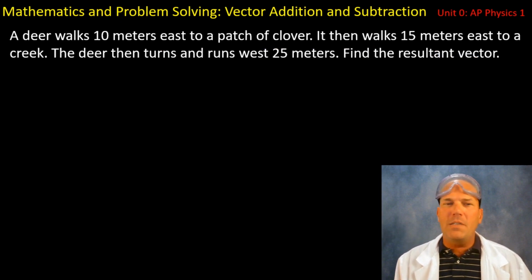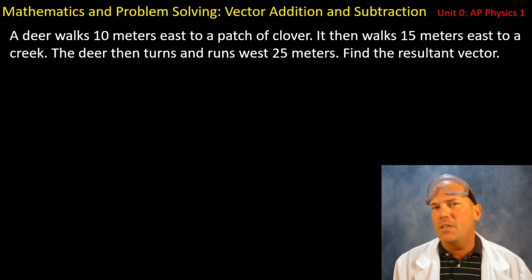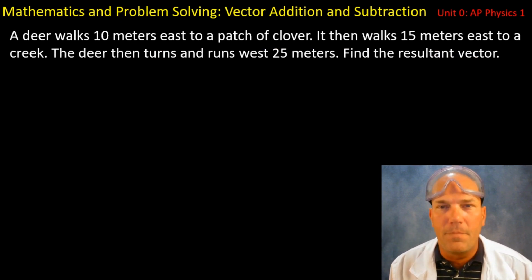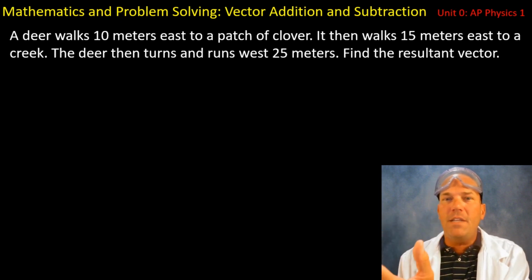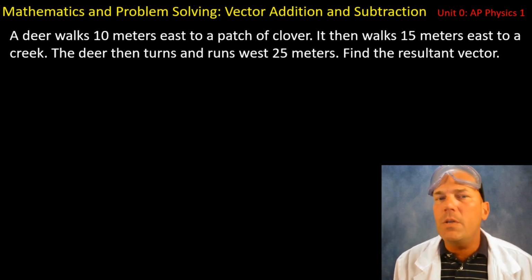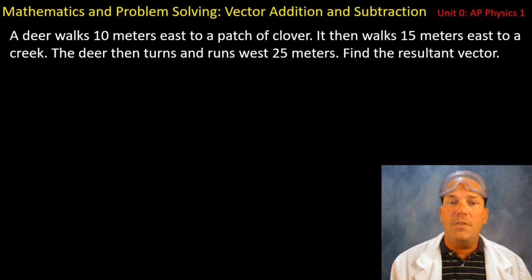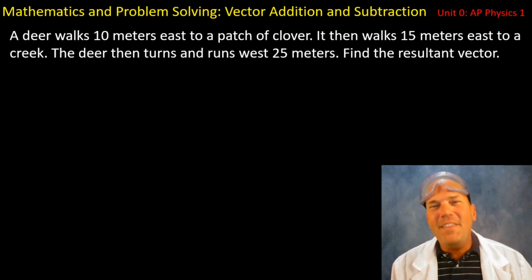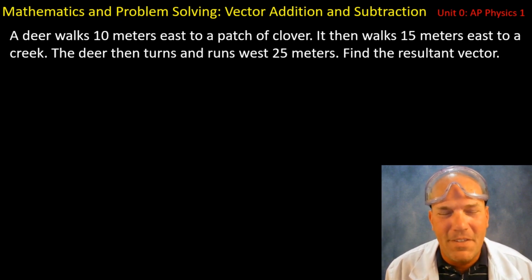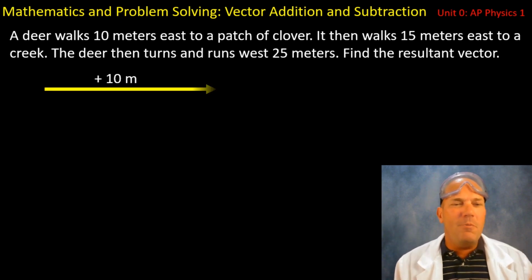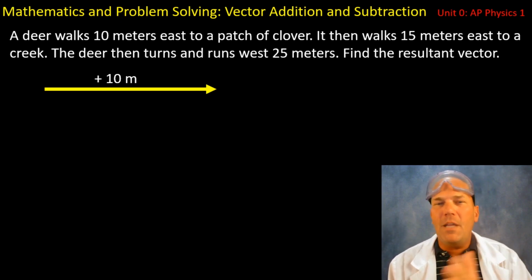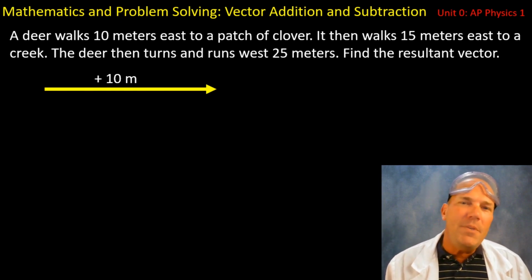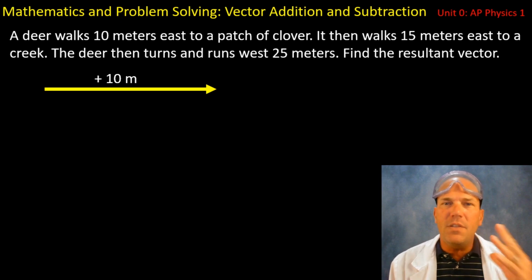A deer walks 10 meters east to a patch of clover. It then walks 15 additional meters east to a creek. The deer then turns and runs west 25 meters. Find the resultant vector. All right, so let's see what we have here. We have the deer moving 10 meters to the east. I'm using signage to show that.